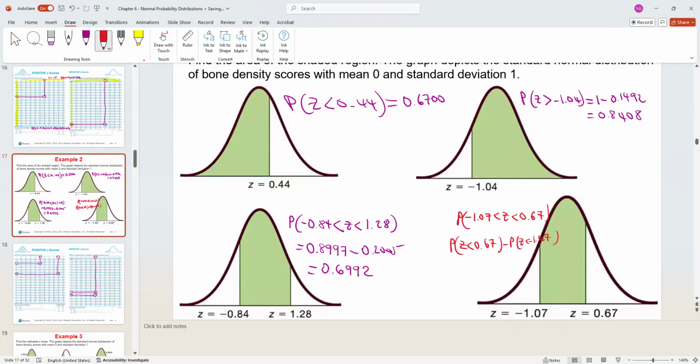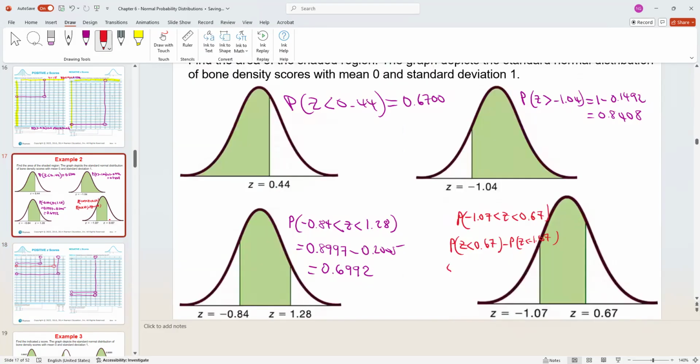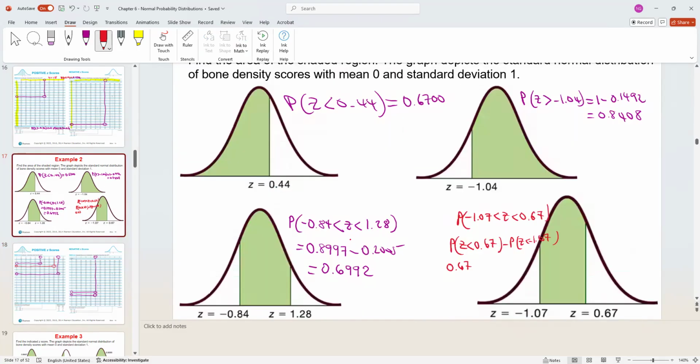So first of all, you look for 0.67. You go on the tables and look for 0.6. Yeah, 7 is right there. So it's going to be 0.7486.